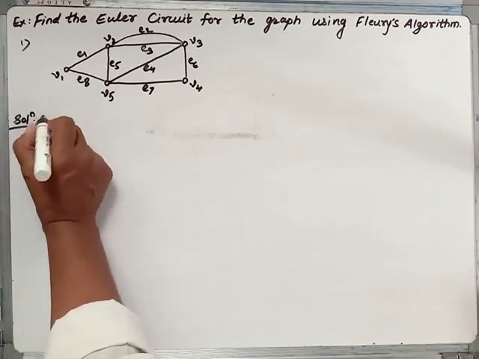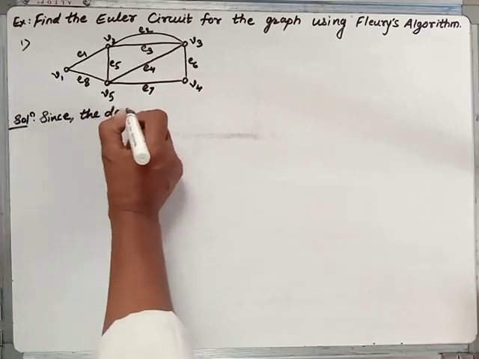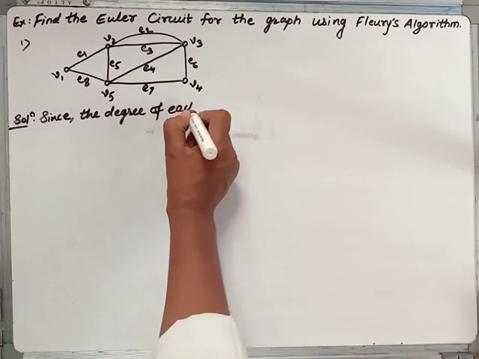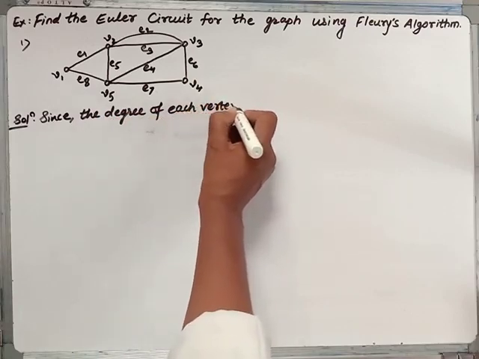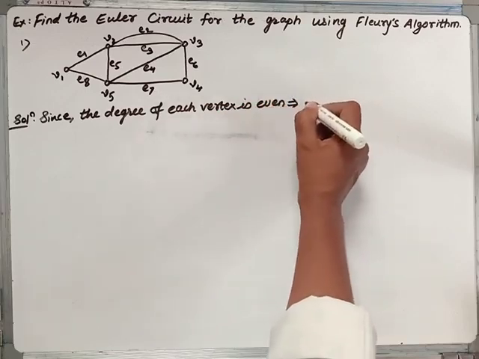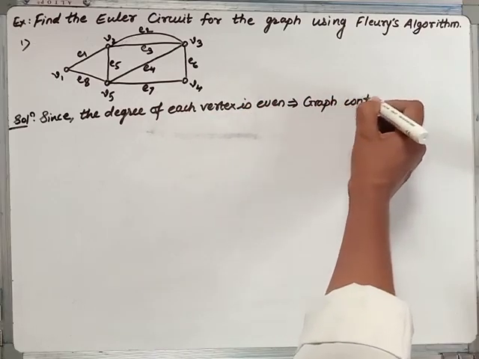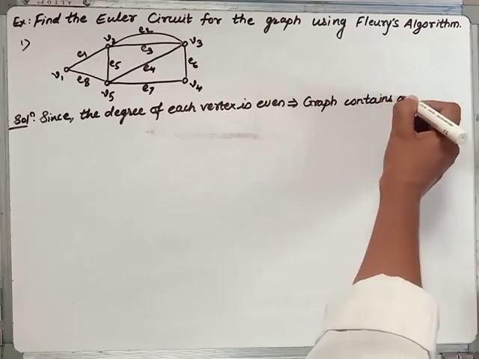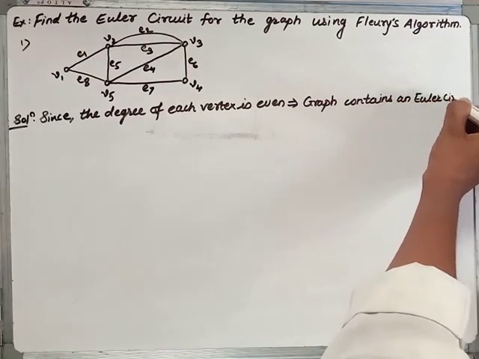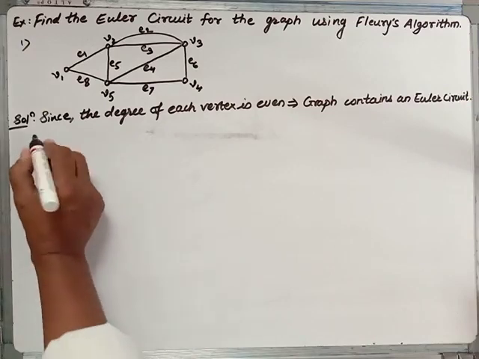What does it say? First of all, you should check that the degree of each vertex is even. This says the graph contains an Euler circuit. If this holds, then you can go further, otherwise it doesn't happen. Okay, so what are the steps?